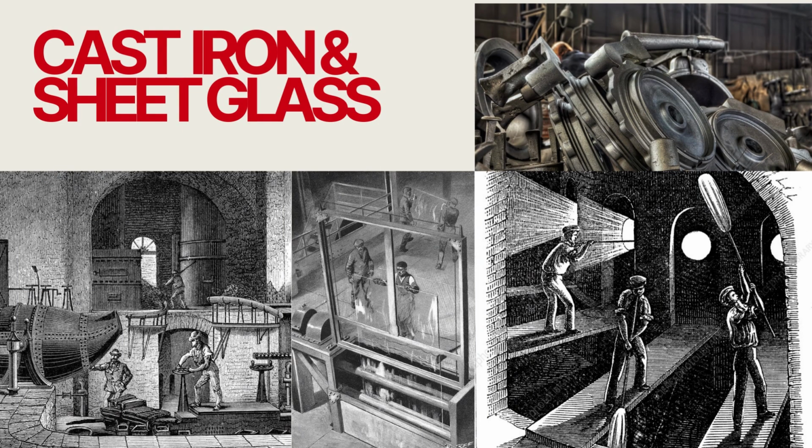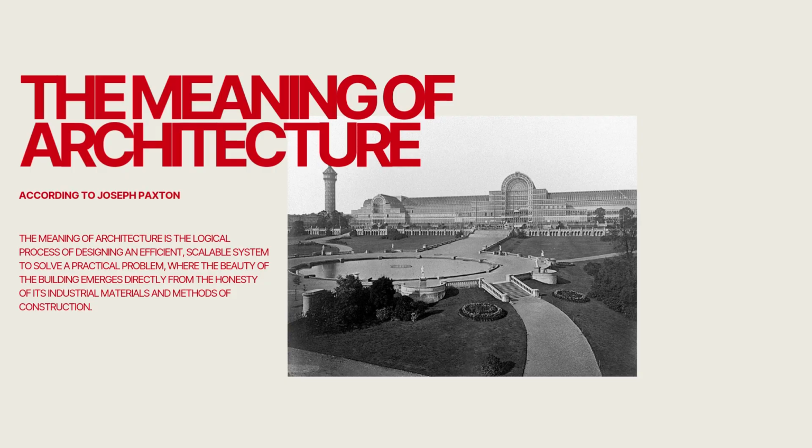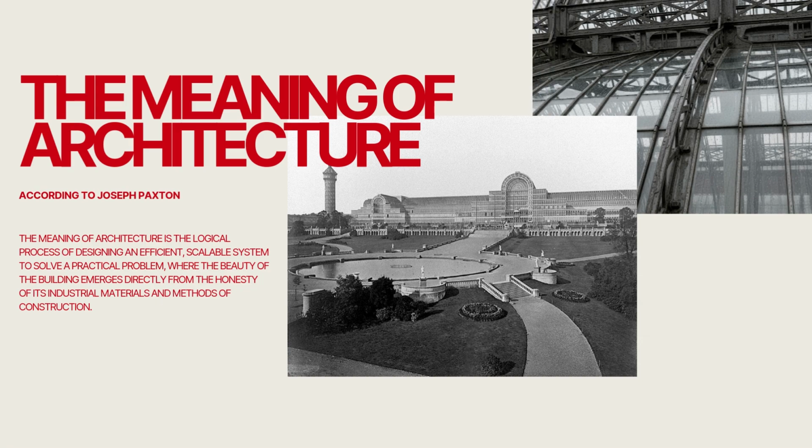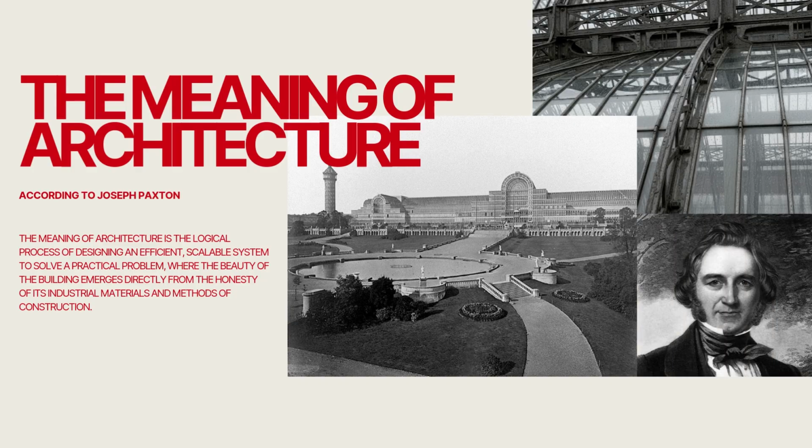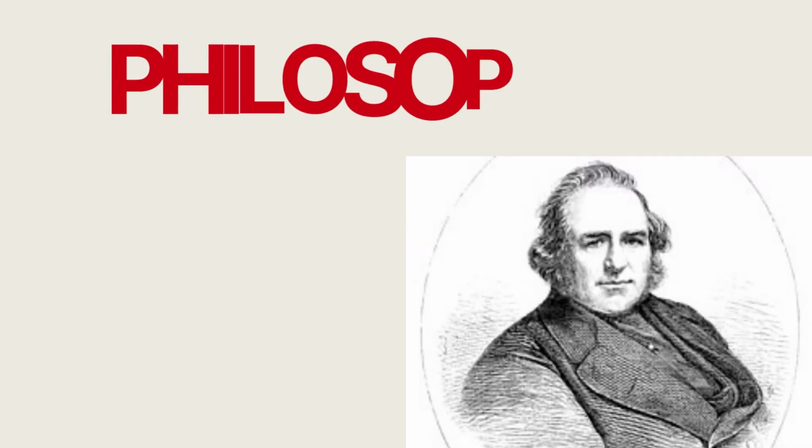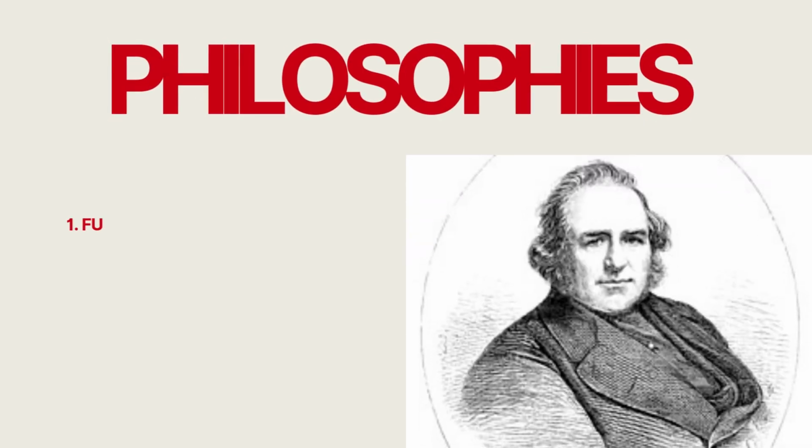From Joseph Paxton's perspective, the meaning of architecture is the logical process of designing an efficient, scalable system to solve a practical problem, where the beauty of the building emerges directly from the honesty of its industrial materials and methods of construction. Now that we have introduced Paxton's perspective on the meaning of architecture, let's move on to his philosophies. This can be broken down into three core principles.